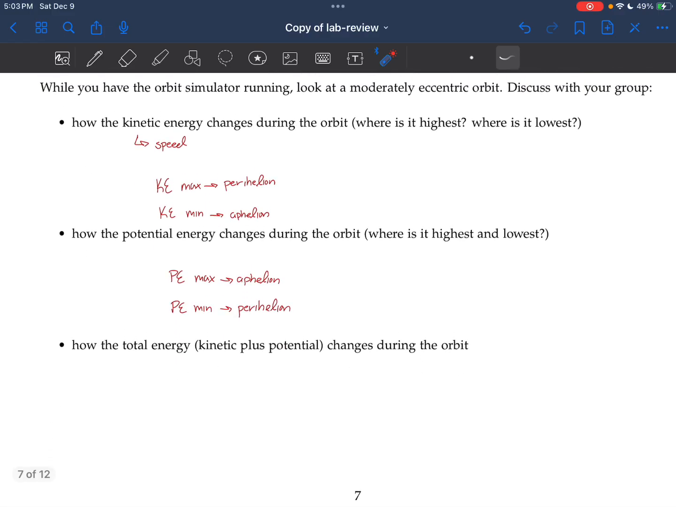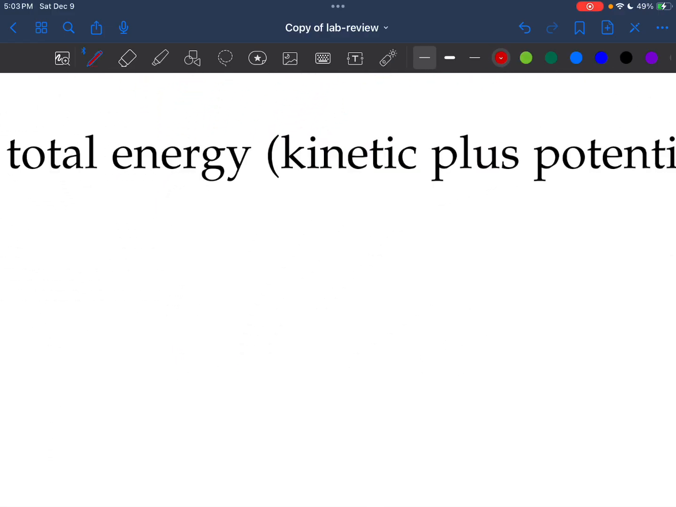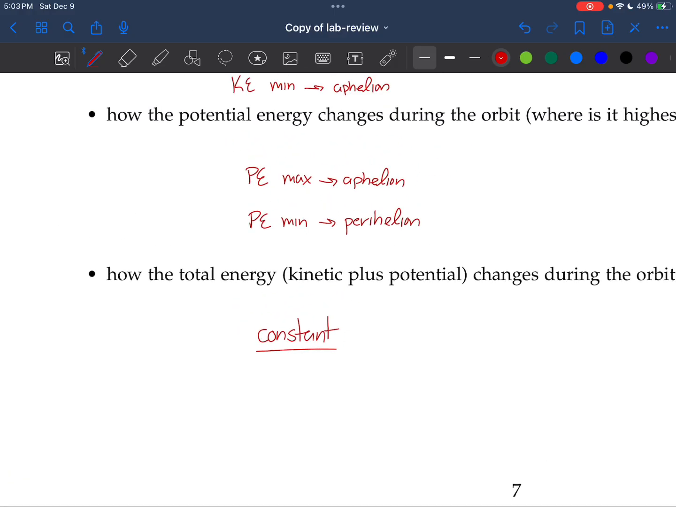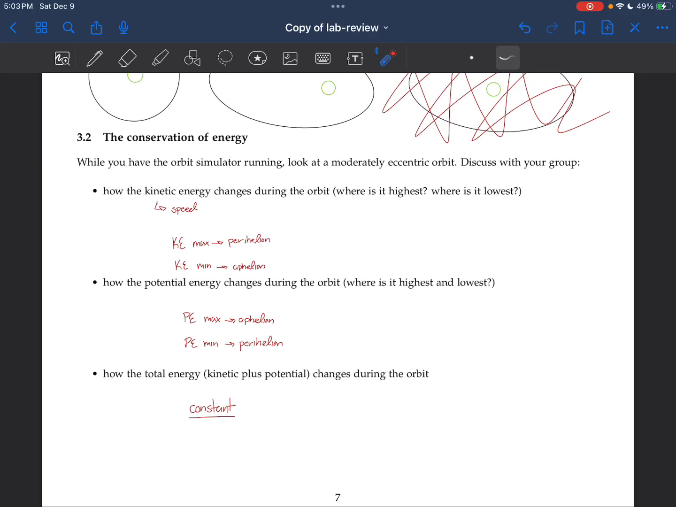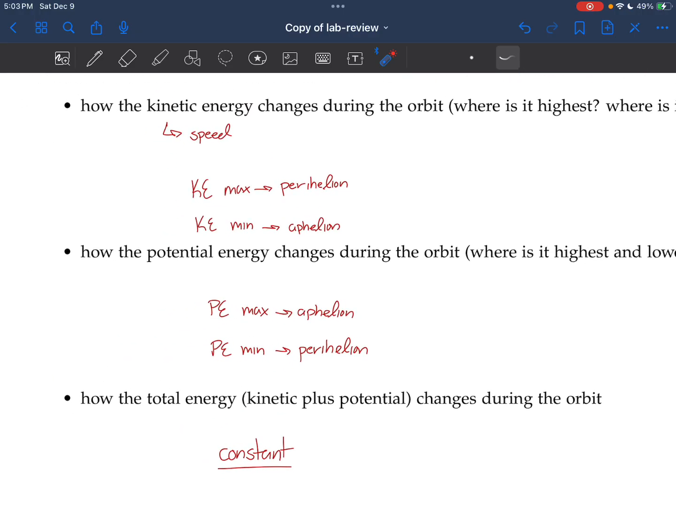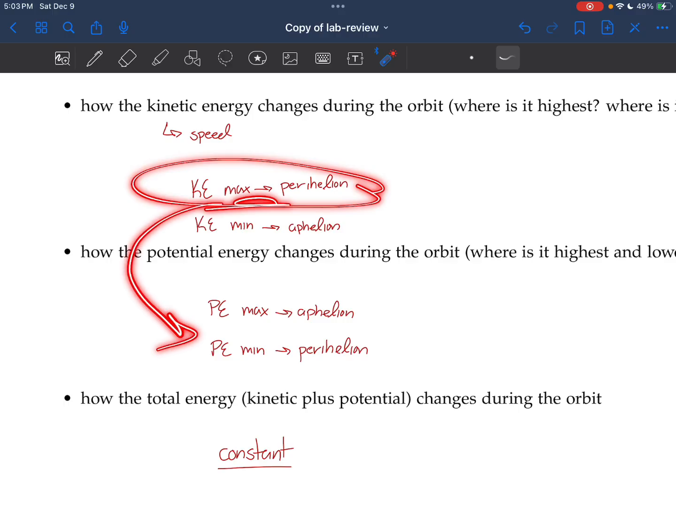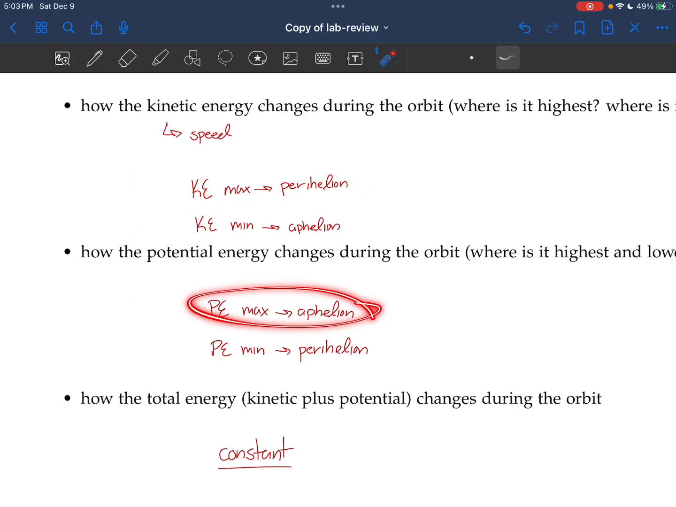Right? So if I'm adding them together and they're changing opposite like that, that shows us that energy is conserved, or it's not changing. My total energy, both of them together, is constant, which is the law of conservation of energy. Right? The energy can't come from anywhere. It just comes from kinetic energy turning into potential, and then the potential energy turning back into kinetic. Right?